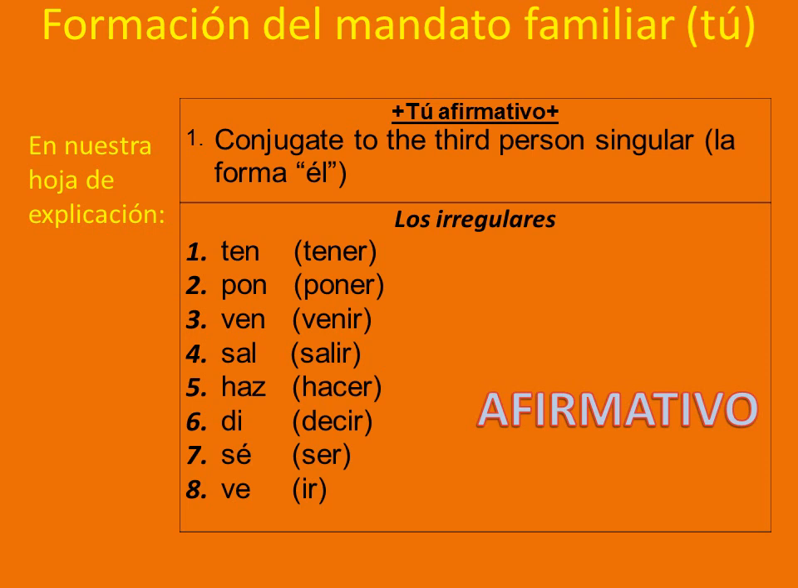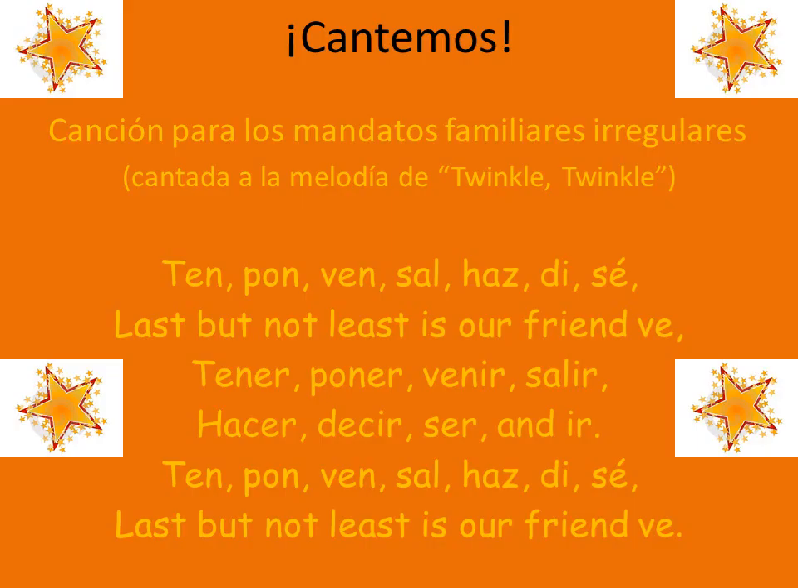So for tener, we have ten. Poner, we have pon. Venir, we have ven. Salir, sal. Hacer is haz. Decir, di. Ser is sé. And ver, oh, not ver. Ir is ve. And the funny thing is, ver is also ve.